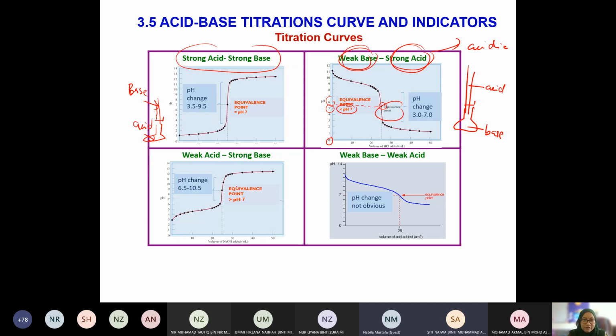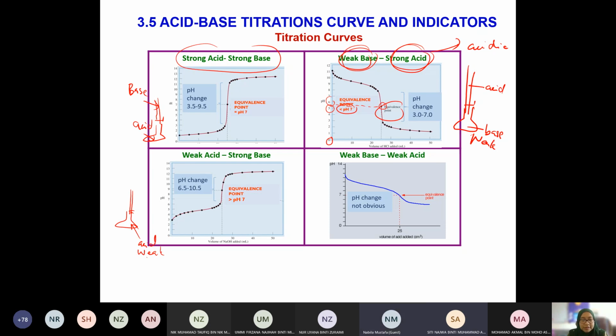Okay, and then if you have weak acid versus strong base, look at this graph. This graph starts from the bottom. That means in the conical flask we have acid. We have weak acid, guys. This one we have weak base, and this one we have weak acid. Why? Do you see the pH? For weak acid, it is 2 to 3 something.